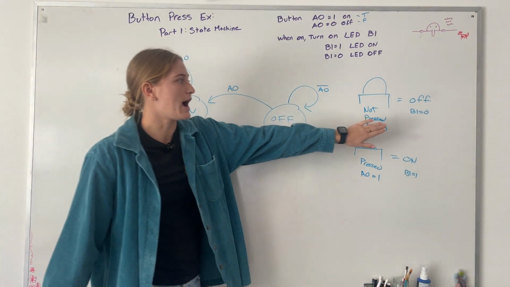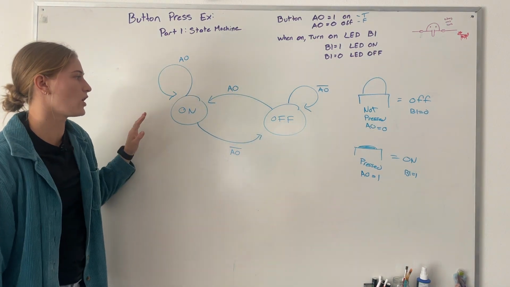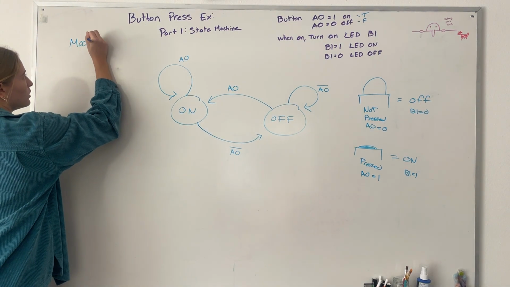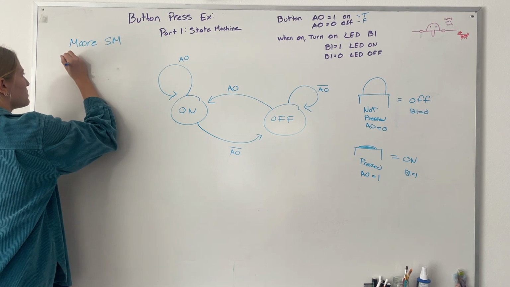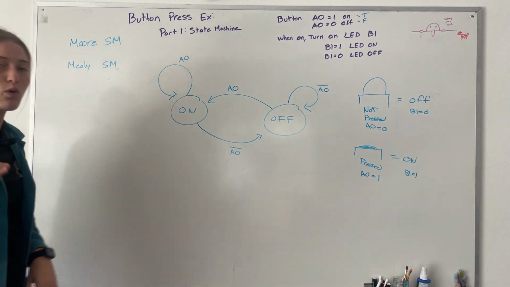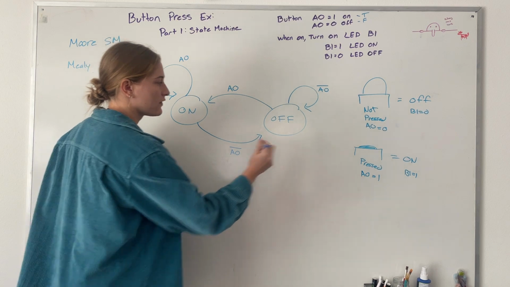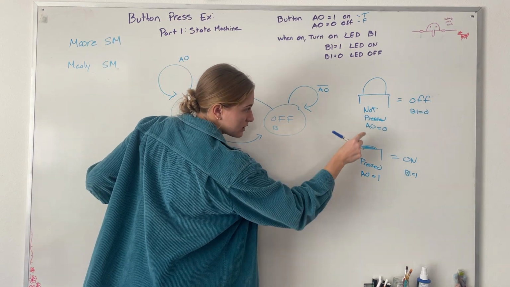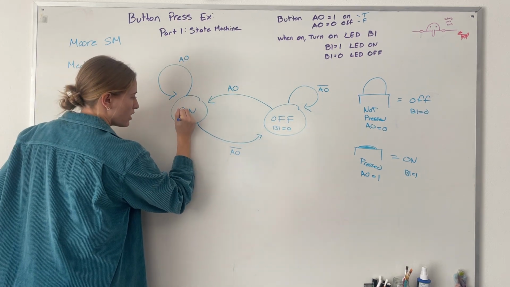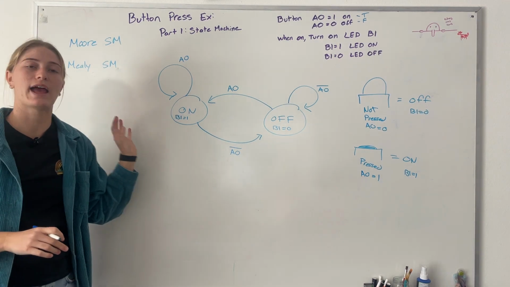Now, let's implement our outputs. We've got B1 equals 0 for off and B1 equals 1 for on. There's two ways we can do this. We can do this with a Moore state machine, or we can do a Mealy state machine. Let's start with the Moore state machine. In the Moore state machine, you can only write outputs on the state. So that means that for the off state, we're going to have B1 equals 0, our light is off, and B1 equals 1, our light is on. That's a Moore state machine. I'm only writing it at the states.